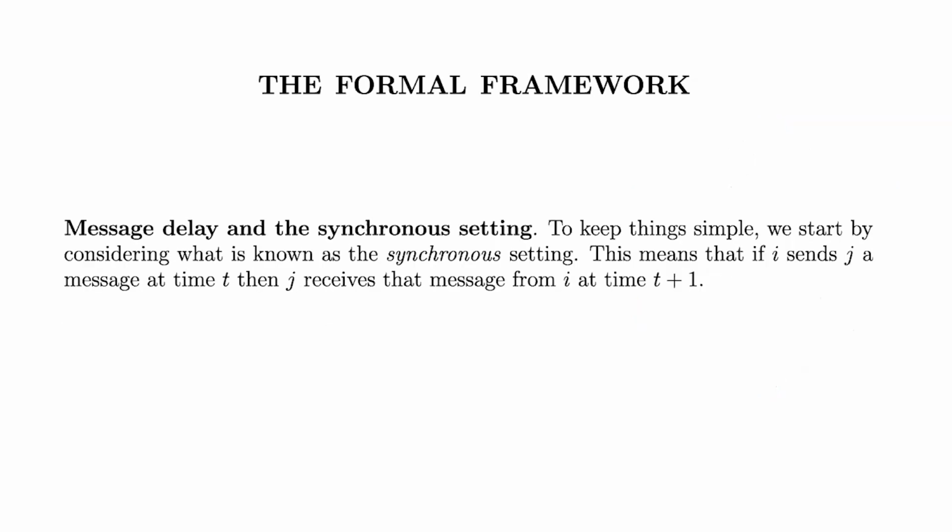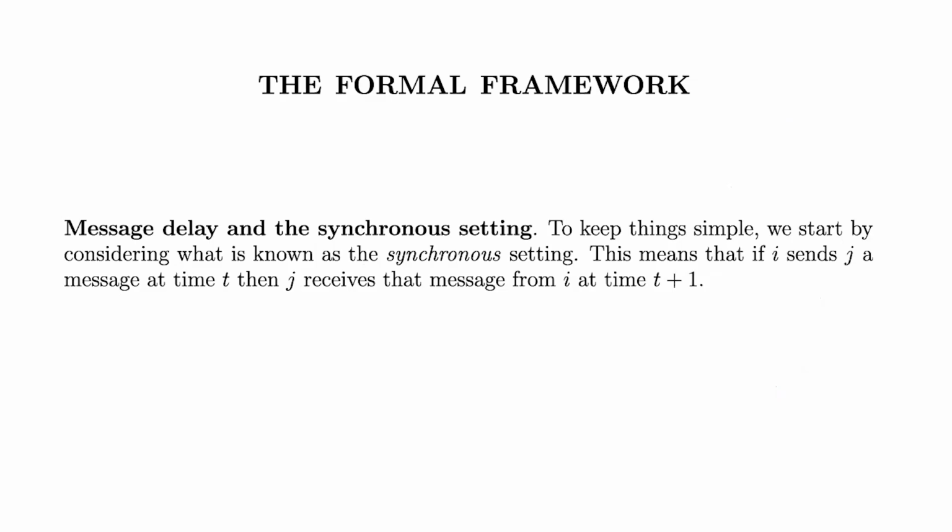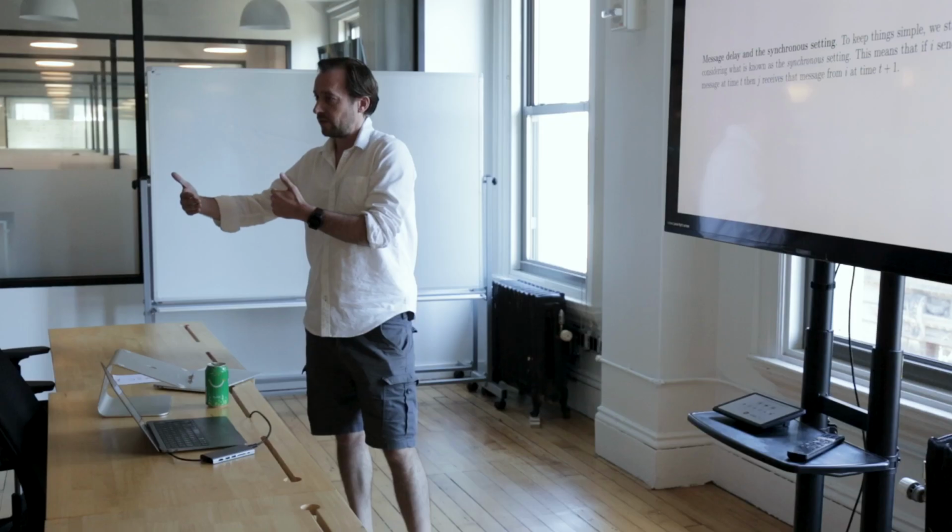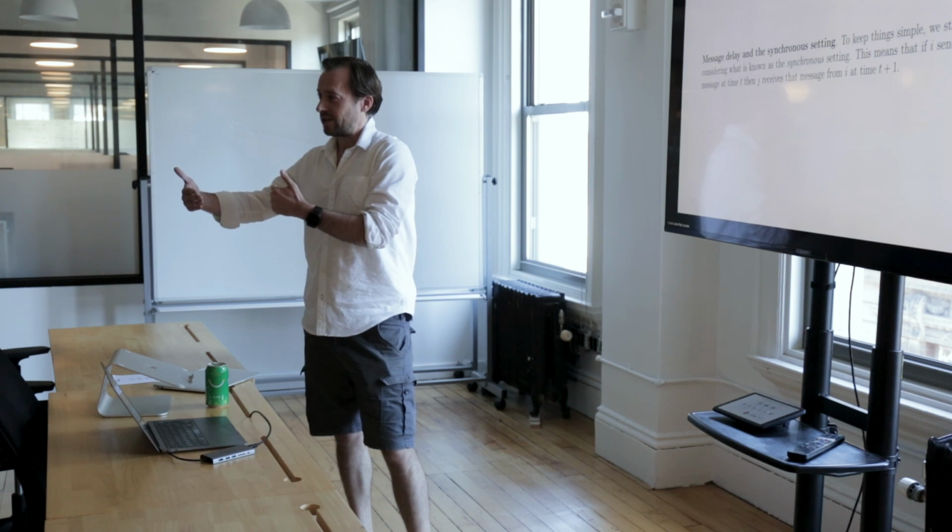Now we have to get to how reliable we want message delivery to be. It makes quite a big difference. To keep things simple, I'm going to start off in the easiest setting, what we call the synchronous setting. That means if I send j a message at time slot t, then j receives that message at the next time slot, t plus 1. So that's the synchronous setting.